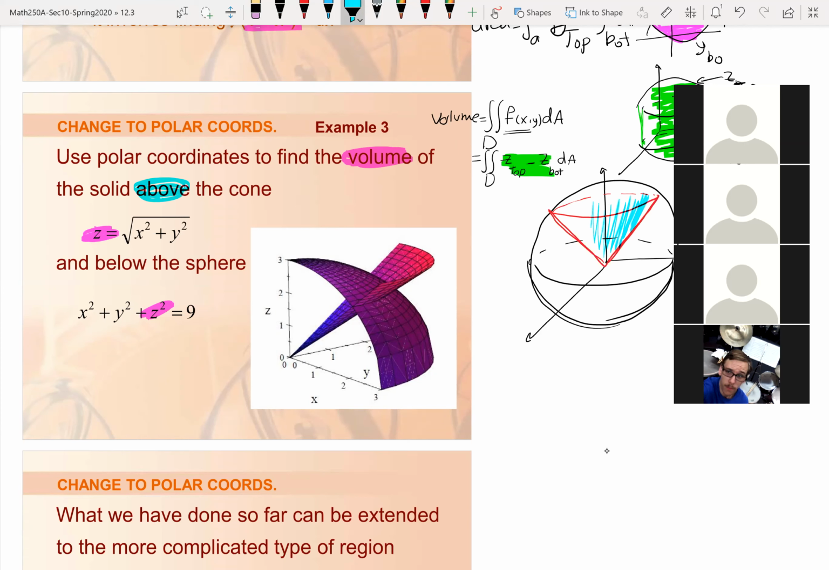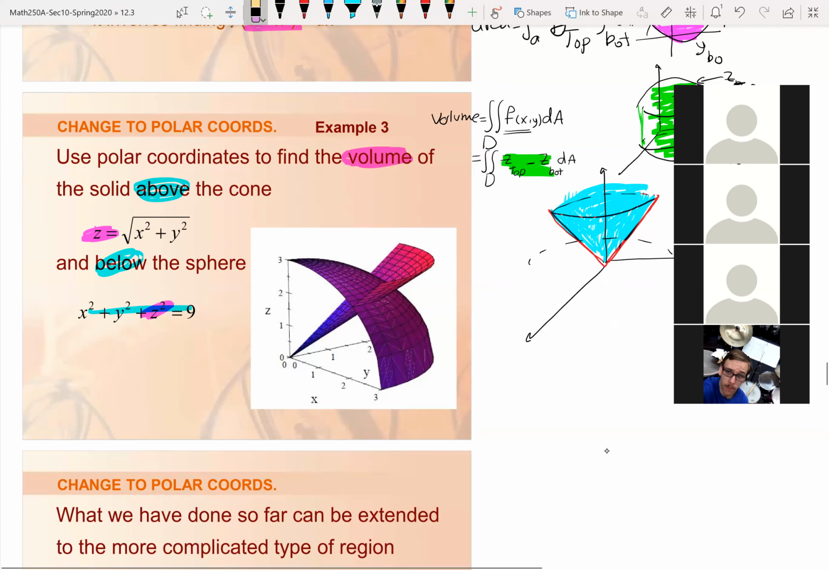So this is above the cone, and then it has to be below the sphere. So this is the part that I'm looking for. If this is the ice cream cone, you want to get the volume of your ice cream. Okay. I'm going to erase the extra pieces because I am just looking for this volume.